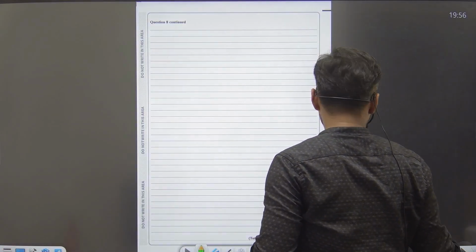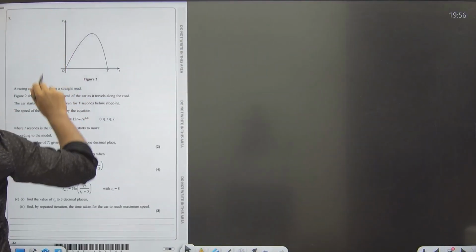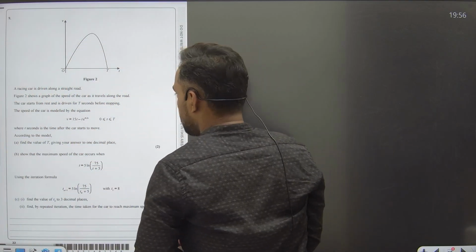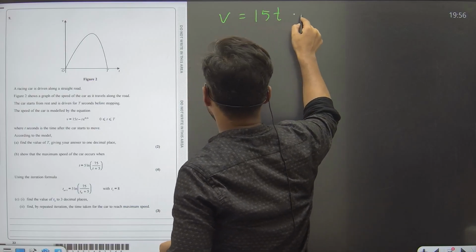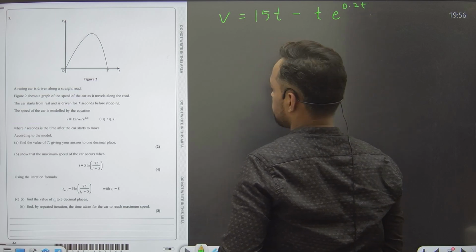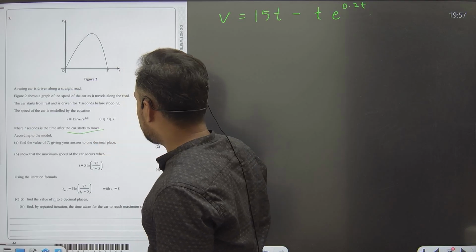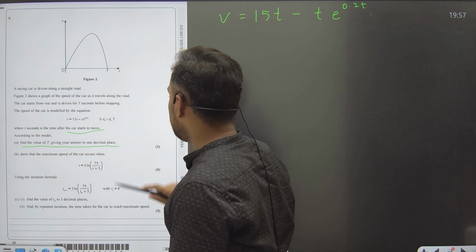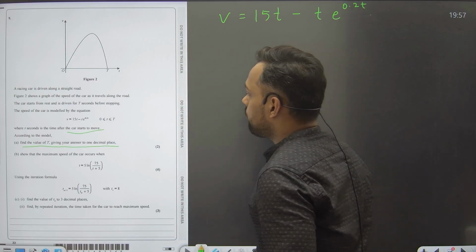Now let's move to question number 9. This is a racing car, and the speed of this car is modeled by the equation v equals 15t minus t e to the power 0.2t, where t seconds is the time after the car starts to move. According to the model, find the value of t, giving your answer to 1 decimal place. Find the value of t.